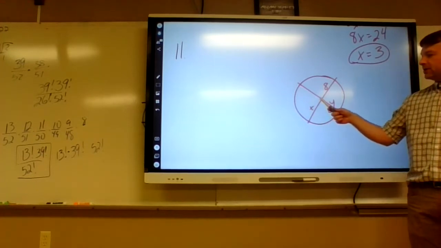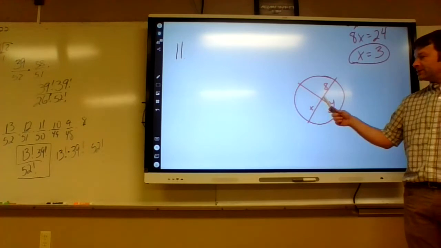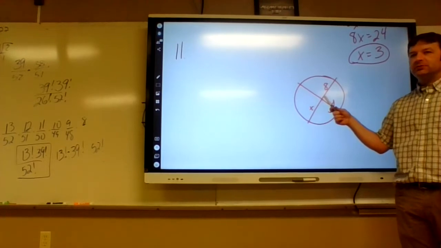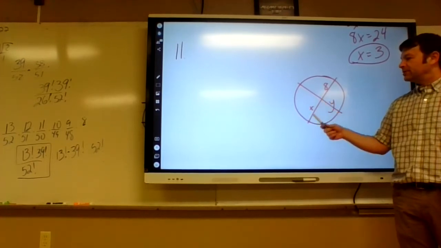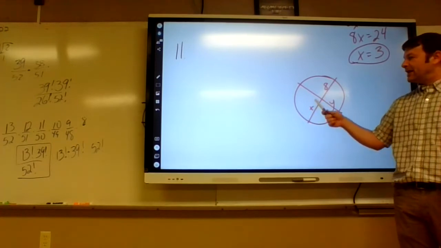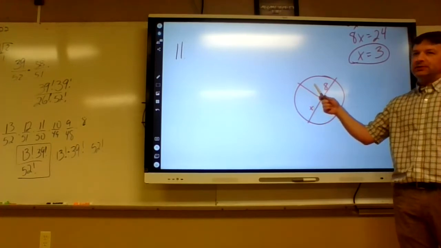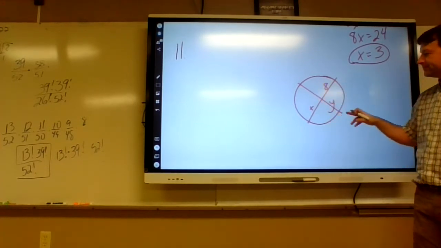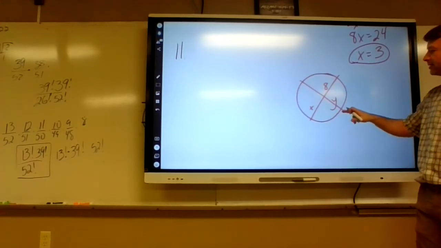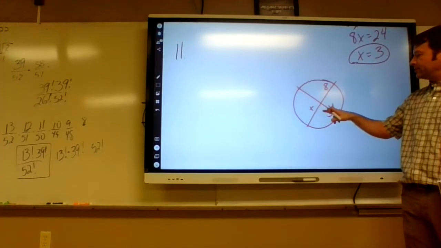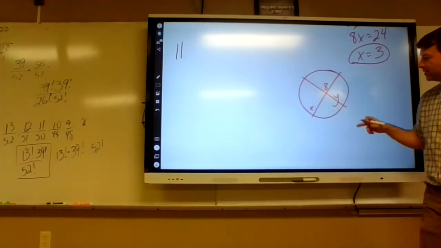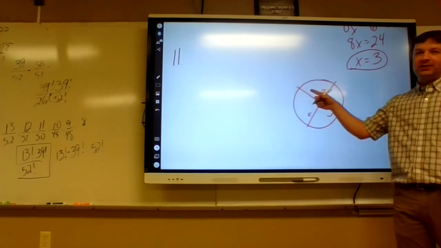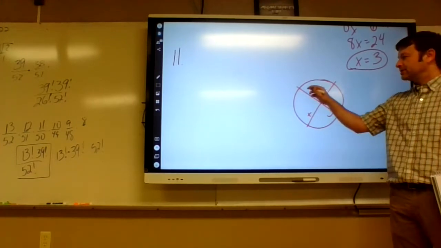So they're saying this guy is half as big as this guy. So if I call this one x, what could I call this one? This is the small one right here. This is half as big as this. So if this is x, what's this? X times 0.5. X over 2. If this is twice as big, it's 2 times as much. Oh, 2x.